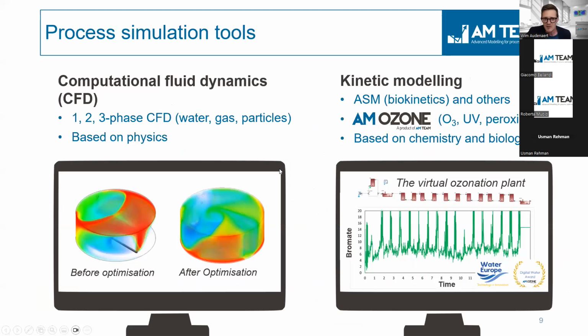We use different kinds of tools, but the main ones are CFD, computational fluid dynamics. But we have actually applied that for quite new applications. So we use multiple phases, as it's called, mixtures of water, gas, and particles. For example, ozonation is a two-phase process. You have water and you have some bubbles. This is based on physics, and you literally get nice 3D visuals of your process. Is it mixing well? Is it doing well? Can we optimize that? And you can use that model to redesign the process.